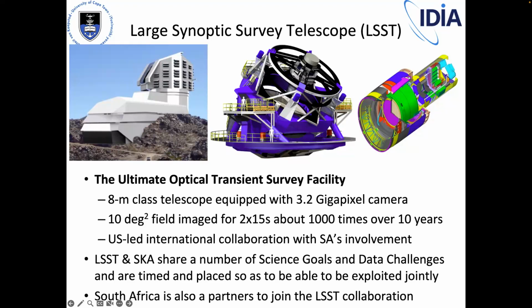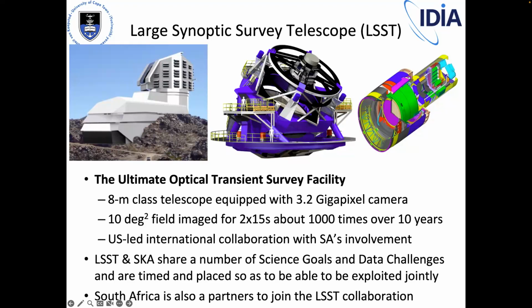It's basically a large telescope that is going to do the ultimate optical transient survey. It's going to observe with an 8-meter telescope with a 10 square degree field. It's going to be observing all of the southern sky about 1,000 times over 10 years. It's going to take a couple of 15-second images over different chunks of the sky in order to compare image number 1 with image number 2, and to see if any source has brightened or darkened in between.